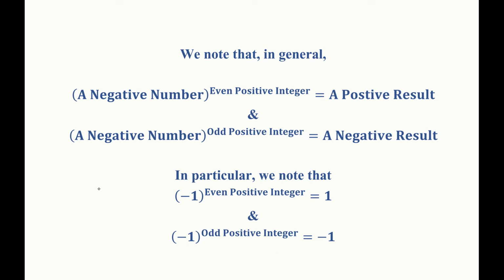So if we have something like -1 to the power of 100, we don't need to sit here and think about this a whole lot, because we know this is going to end up being 1. And if we have -1 to the power of 2003, there's no need for us to write -1 2003 times and multiply. We know this outcome is just going to be -1.